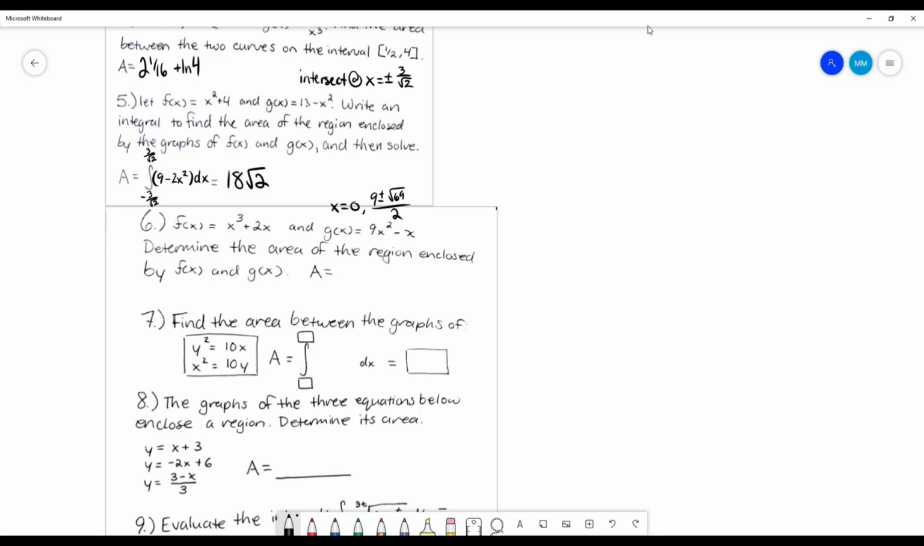Actually, I want to see around where that falls. So if I do 9 plus the square root of 69 divided by 2, that's about 8.65. If I do 9 minus the square root of 69 divided by 2, that's, wow, that's a small decimal. Something like that. Okay.